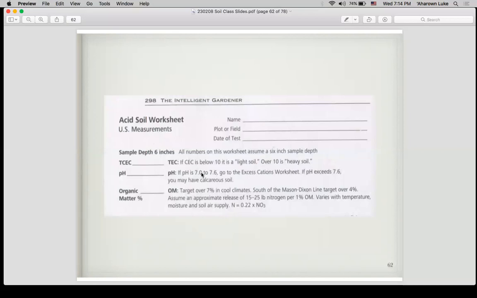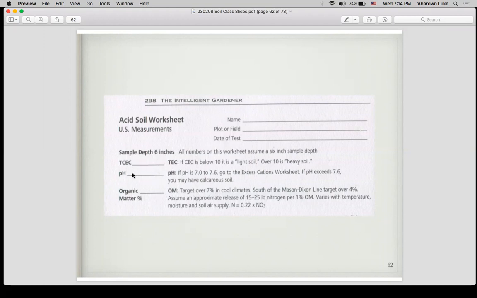But if you happen to be basic, above 7.0, then you have an excess of cations, and he has a different worksheet for that. So this lesson is just going over the acid soil worksheet. Your TCEC will come off of your soil test, and this is how much nutrients you can push into your soil without it being wasted. So if you got sand, then you got zero. You can't put any fertility into the sand because it'll just wash out. It doesn't hold cations, doesn't exchange them.